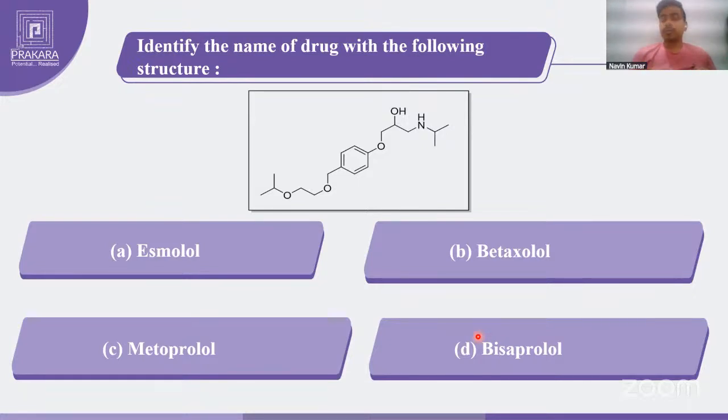Again, I'm repeating, sometimes you need to remember the structure. There is no shortcut. Either remember the structure with the name, with the help of mnemonics, or remember the side chain, which is going to help you in your examination. So the correct answer of this question is bisoprolol, which means the given structure belongs to bisoprolol. Now we are going to see the structures of all four, and then we'll try to memorize the bisoprolol structure with the help of some mnemonics.